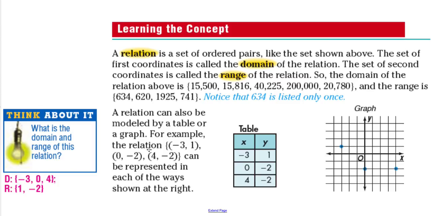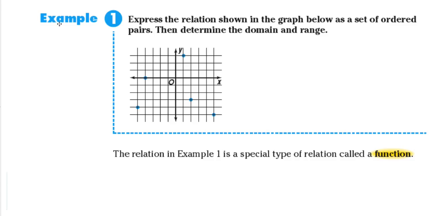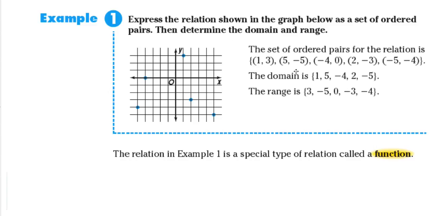Let's take a look at example 1, see how this works. Express the relation shown in the graph below as a set of ordered pairs and determine the domain and the range. So the set of ordered pairs is simply (1, 3), (5, -5), (-4, 0), (2, -3), (-5, -4). And the domain are all your x coordinates, 1, 5, -4, 2, -5. And the range is composed of all your y coordinates, 3, -5, 0, -3, and -4.